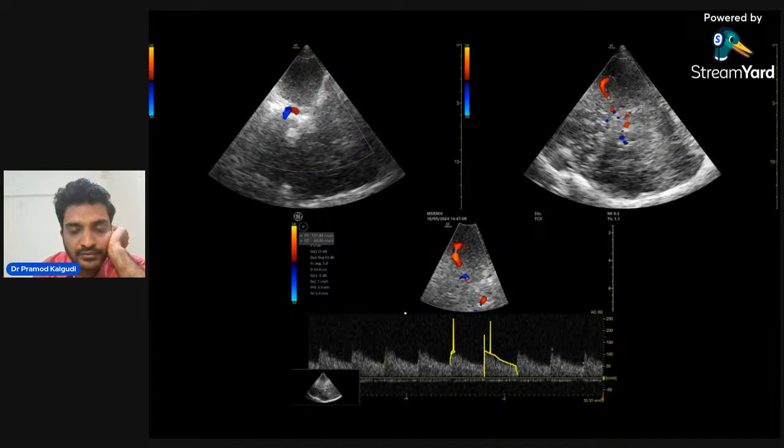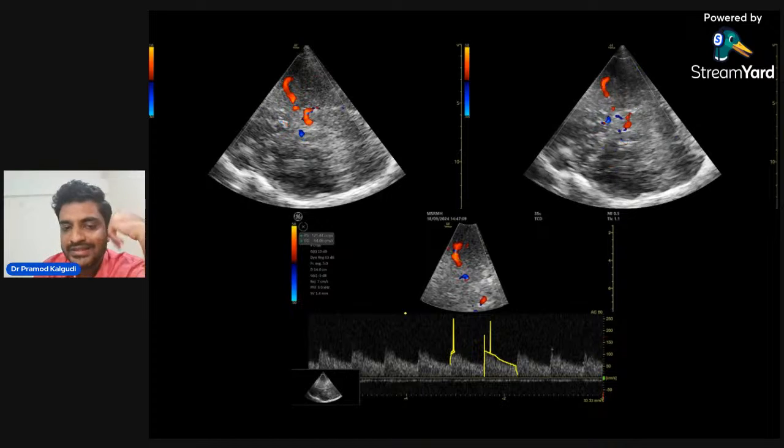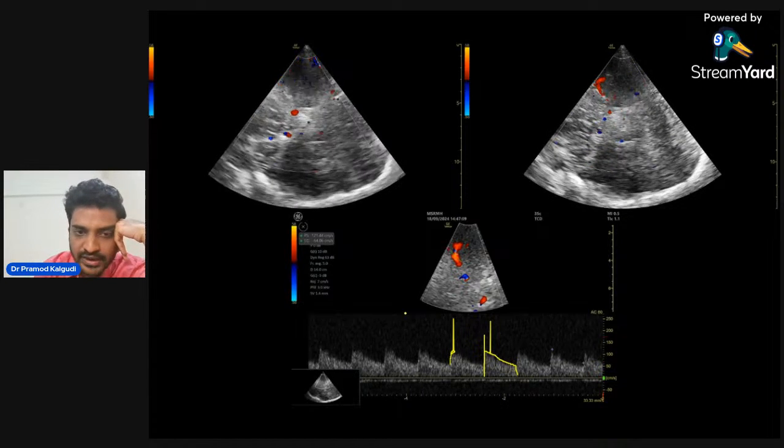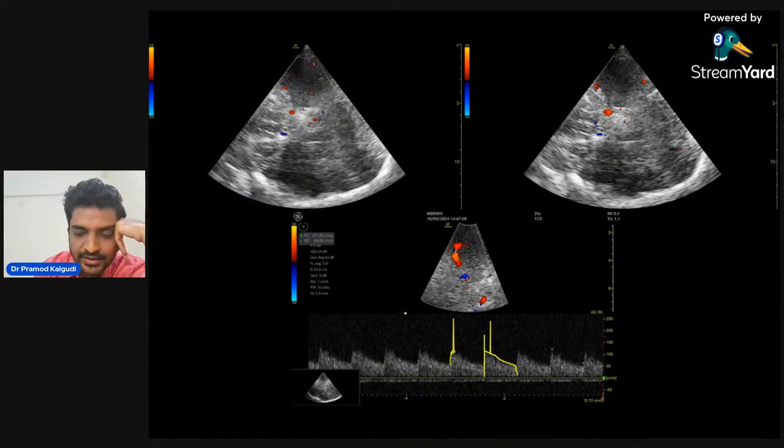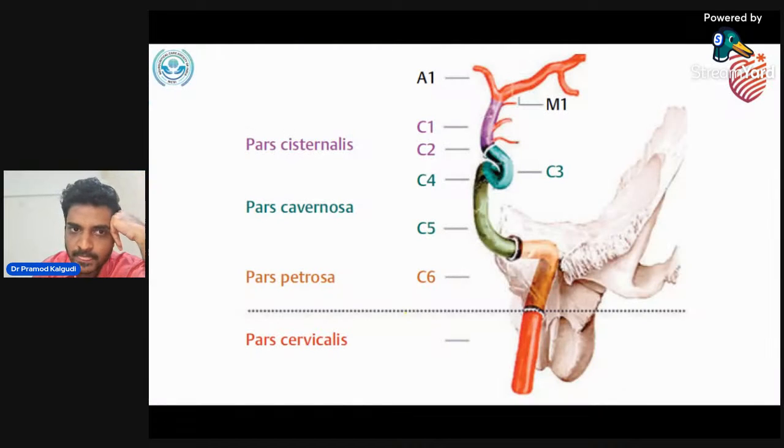Sometimes you also get time average velocities, which is mean velocity. And with these, the other values are derived. You have resistive index, you have pulsatility index, and so on and so forth. These are all derived from these velocities itself. So when we are thinking of the intracranial system, everything arises from two systems, that is your internal carotid and the vertebral basilar. The internal carotid has different parts: that is your pars cervicalis, petrous part, cavernous sinus part, and cistern part.